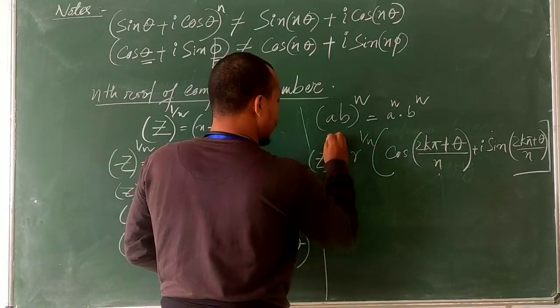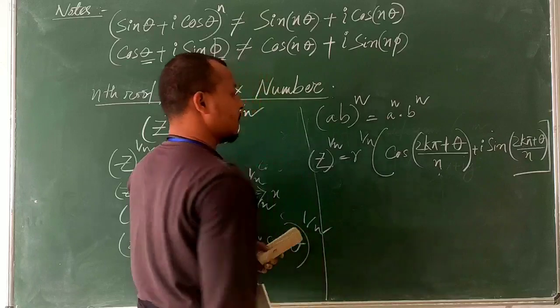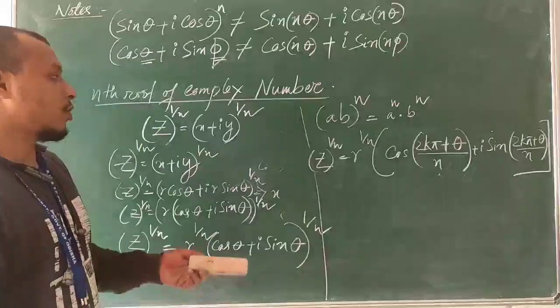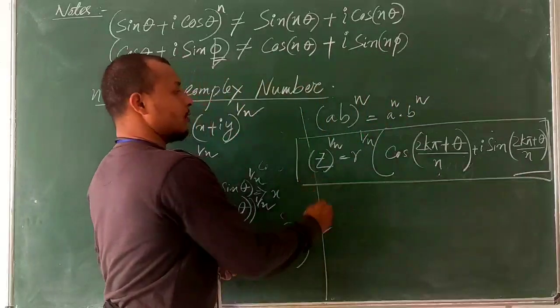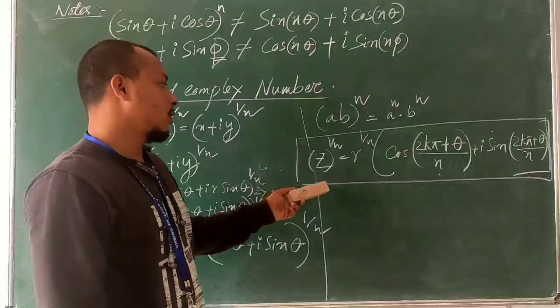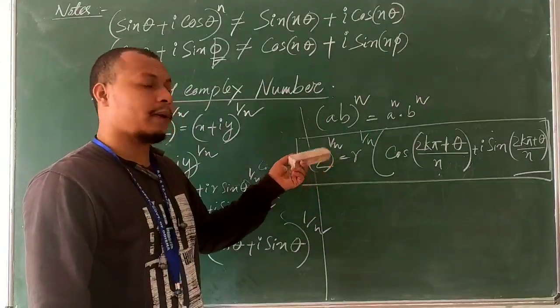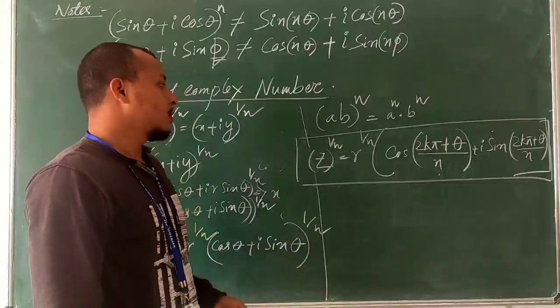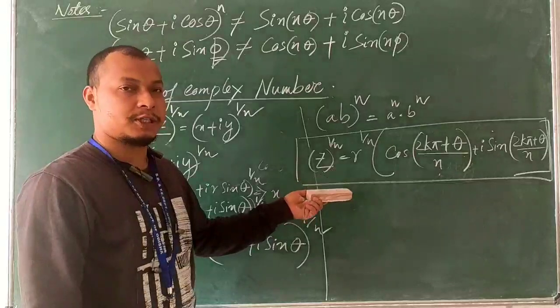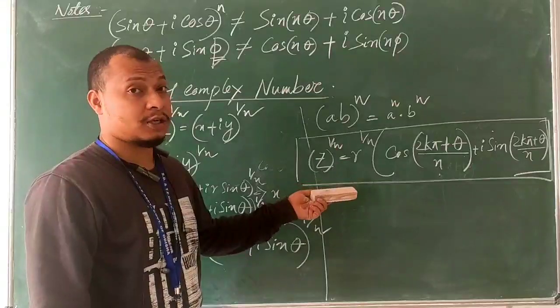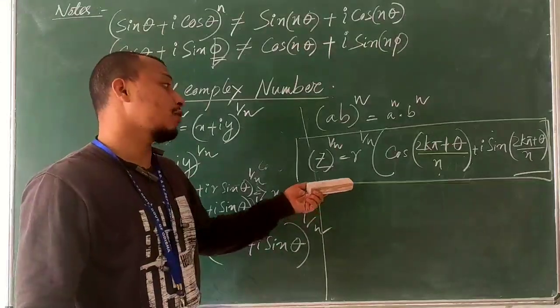Z power 1 by n equal to 10. Now you remember this formula. This is going to be very useful while performing the square root of any complex number. I hope that you have understood it. If you haven't understood, please pause the video and try to think how things are happening.